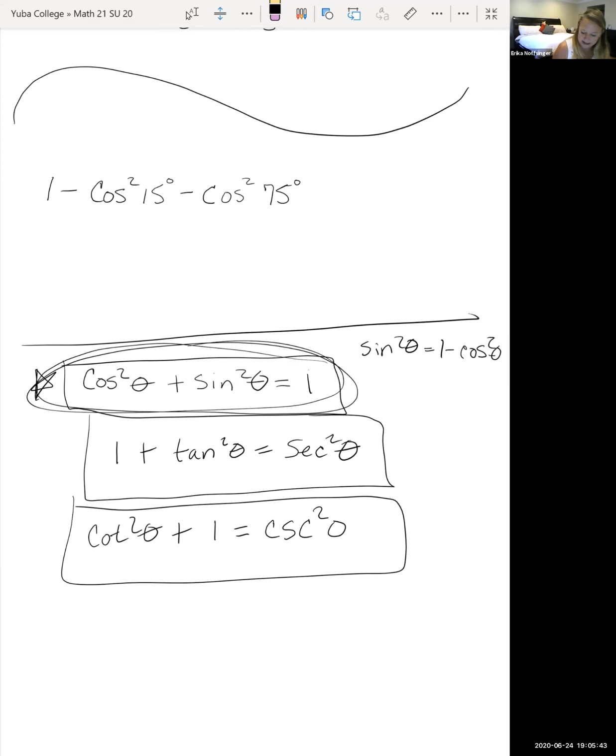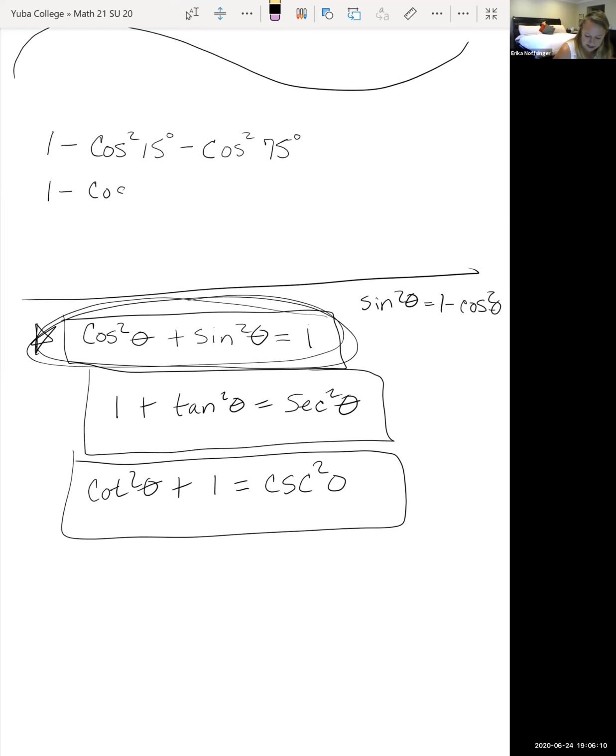So like right here, I see cosine squared and cosine squared. I don't know those values, but I also know that I can manipulate it. I notice 90 minus 75 is 15, or 90 minus 15 is 75. So I can manipulate this one to be a cosine squared, sine squared type in here. And then I can manipulate that to look like 1.